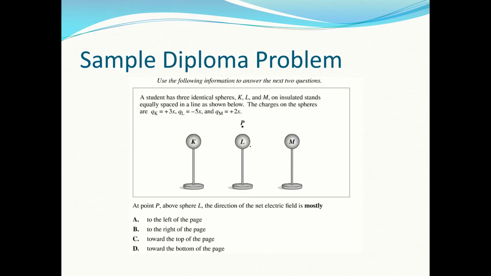So this one's a lot closer, and you have to remember that electric field is equal to KQ all over R squared. Because it's an inverse squared relationship, the further you are away, the weaker the field's going to be. So this one's the only one going to give any significant field. It says that sphere L is negative, so negatives go towards it. So it's going to be towards the bottom of the page. D.